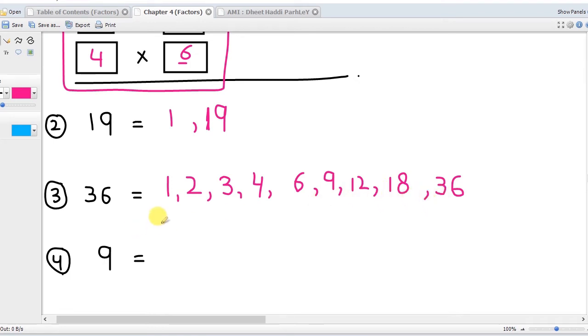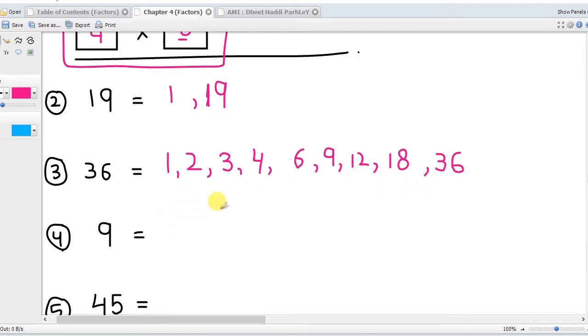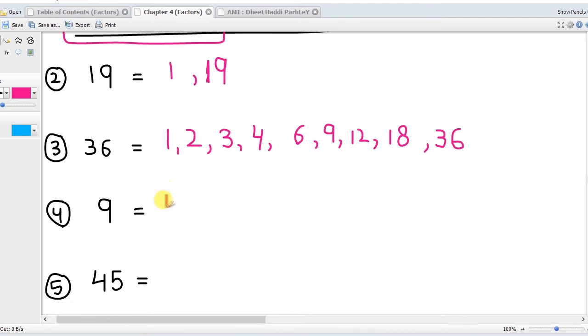So we are getting 9 factors. Ultimately we are having 10 factors, but the number 6 is repeating twice, so we have written it just once. Next, number 9. So 1 times 9 is 9, and 3 times 3 is 9. So just write 3 one time. So these are the factors of number 9.